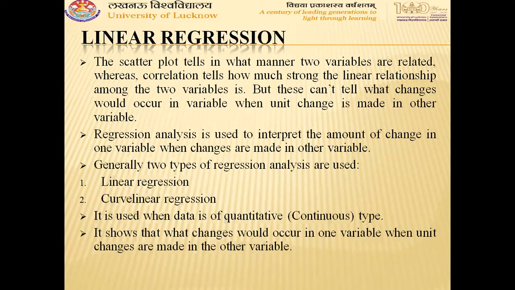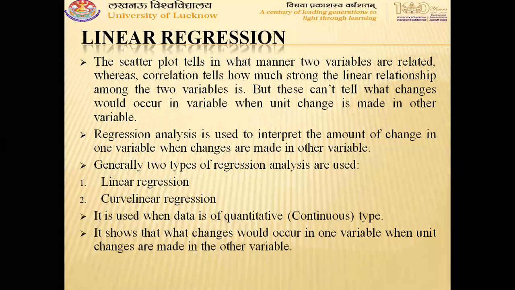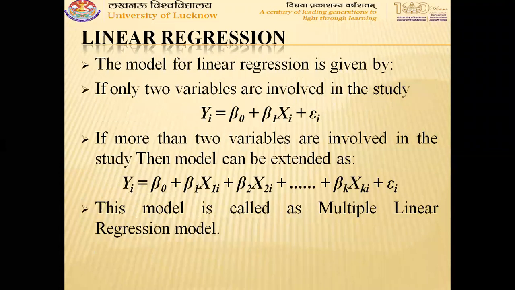Regression is of two types: linear regression and curvilinear regression. If we use the equation of a line, then we say it is a linear relationship. If we use the equation of a curve like a parabola or any other curve, then it is called curvilinear regression. For fitting the regression, we consider data of continuous type only. We cannot consider discrete data, categorical data or qualitative data. And regression tells what changes would occur in one variable when unit changes are made in the other variable.